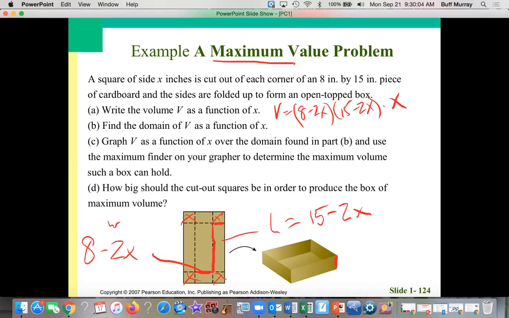Now, next part says find the domain of v as a function of x. Okay? Find the domain of v as a function of x. So, what would be reasonable values to plug in for x in our volume function? Okay, now think about this. This is a real world problem. So we'd have to think in the context of the problem, what numbers can we plug in there? Okay, looking at that function, what are some numbers that what's maybe the domain we could use?